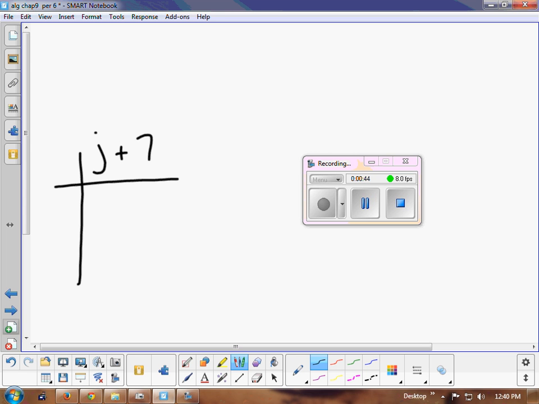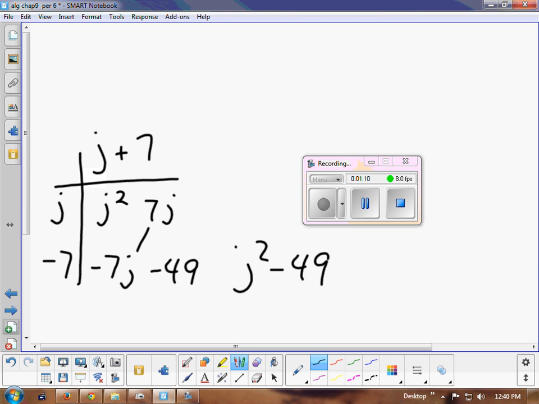So I can box method it, or I can remember the trick. And the trick is when it's plus minus of the same thing, there's no middle. J times J is J squared. J times 7 is 7J. Negative 7 times J is negative 7J. And negative 7 times 7 is negative 49. If I combine these two here, that goes to 0. So you'd have J squared minus 49 is your answer.